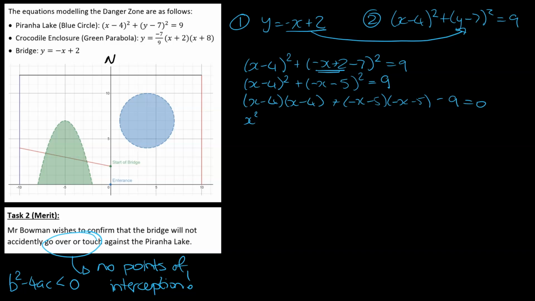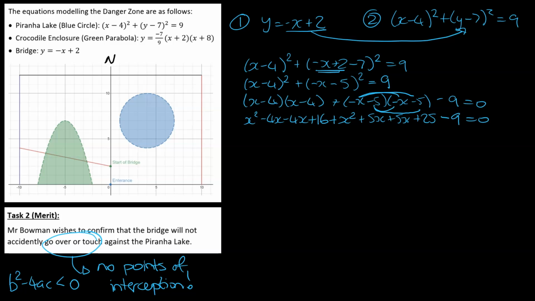Let's start expanding. So that's going to be x squared minus 4x plus 16. And this one here, look at all those negative signs. Pay attention because there might be one or two sign errors. So we've got negative x times negative x, that's going to be plus x squared. Negative x times negative 5 is plus 5x. Same again. And then we finish off with negative 5 times negative 5, which will be positive 25. Minus 9 will be equal to 0.